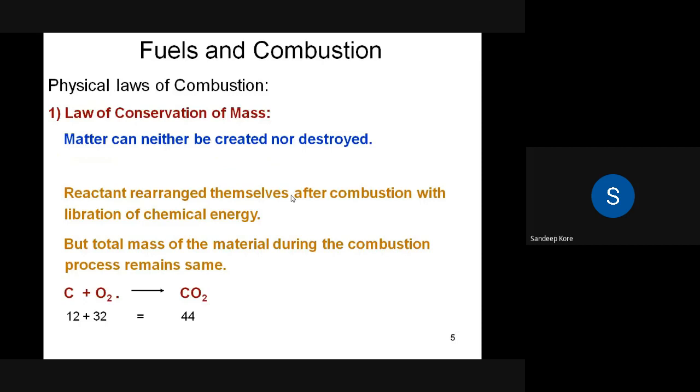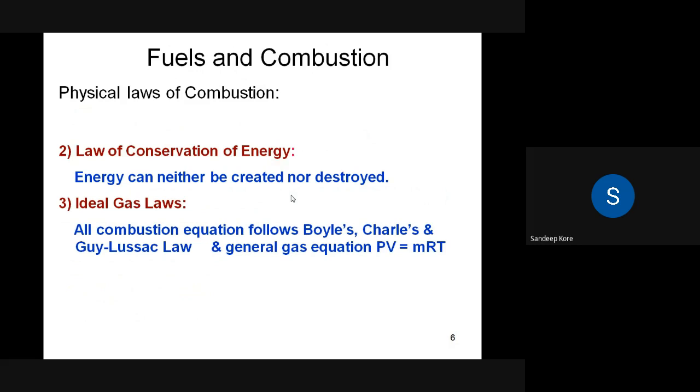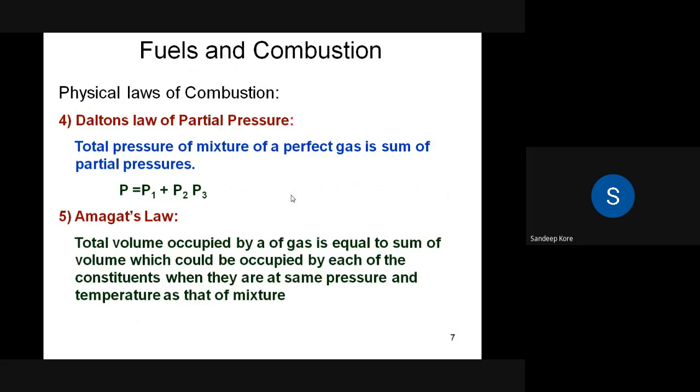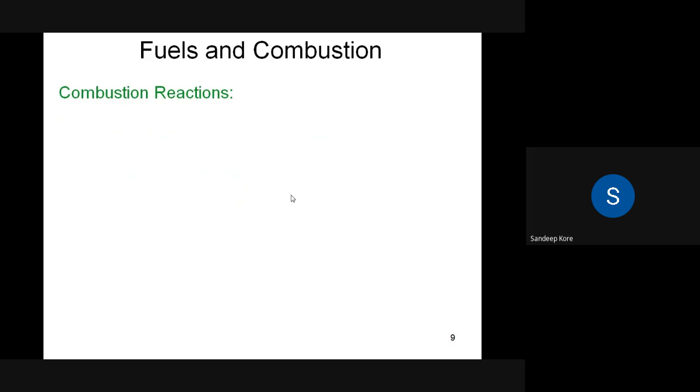Law of conservation of mass, law of conservation of energy, ideal gas laws, Dalton's law of partial pressure, Amagat's law of partial volume. Then lastly, we have Avogadro's law. If the mass is the same, they are going to occupy the same volume.